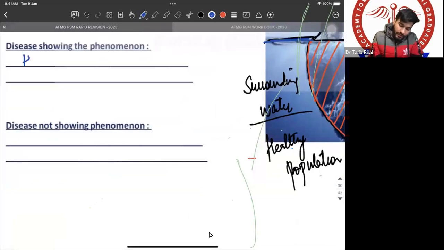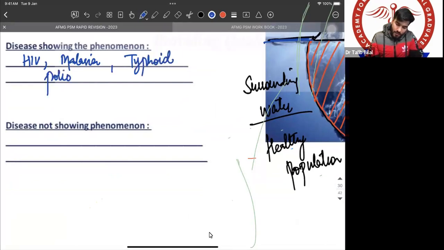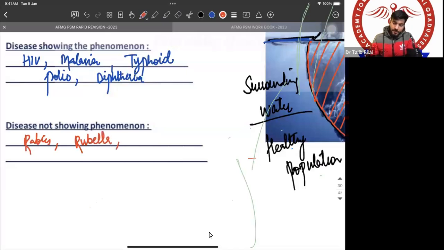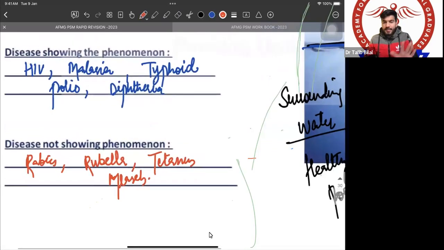HIV, malaria, typhoid, polio, diphtheria. And what are the diseases that do not show it? Rabies, rubella, tetanus, and measles. Tetanus and measles. So let's discuss these diseases fast.